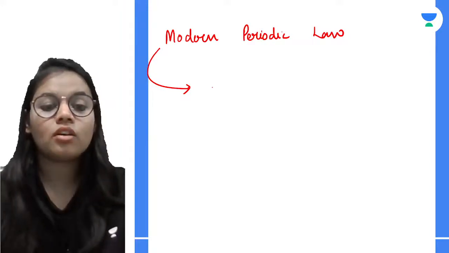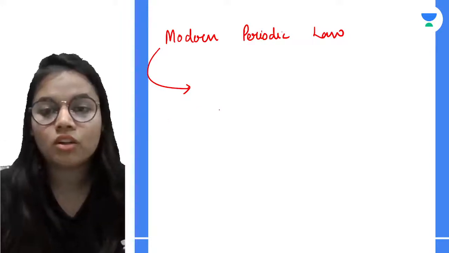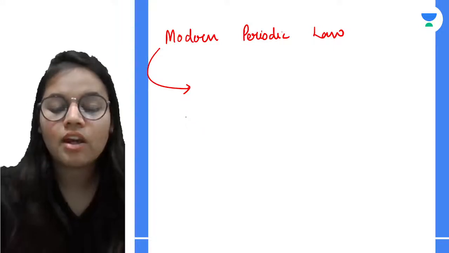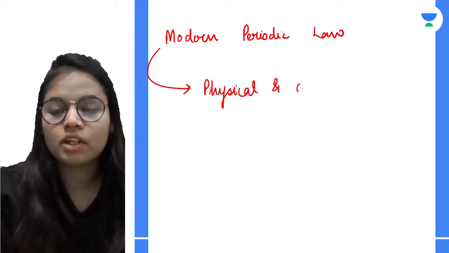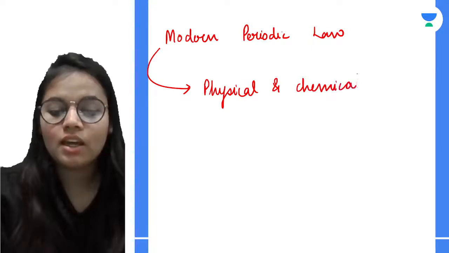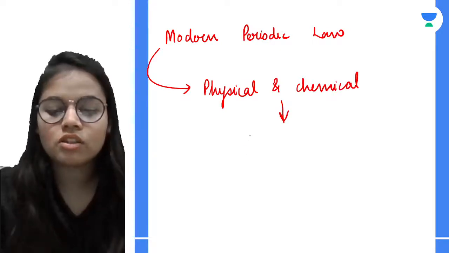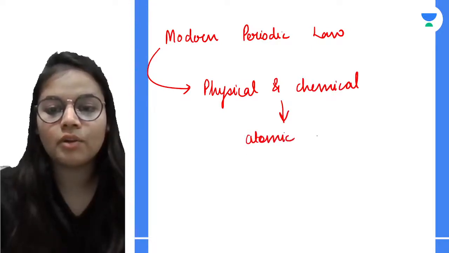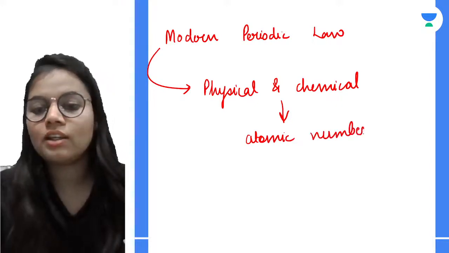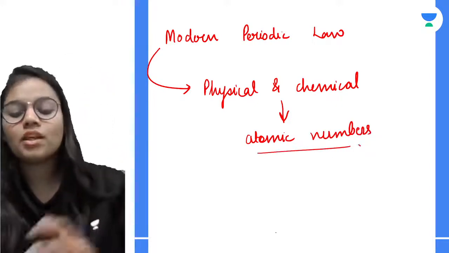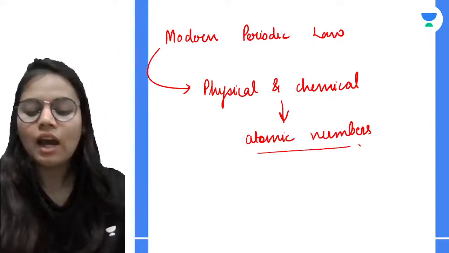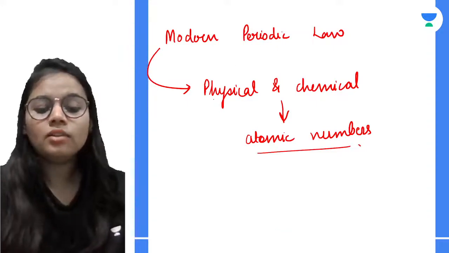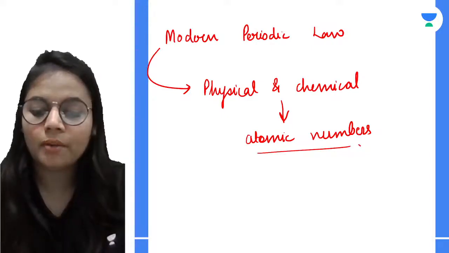Okay, the modern periodic law was given by Henry Moseley, which states that the physical and chemical properties of the elements are a periodic function of their atomic number. So in the periodic table, atomic number is the basis. After that, we learned about the groups and periods.